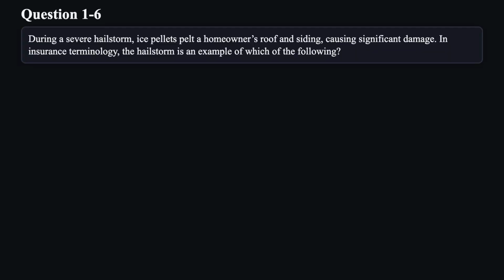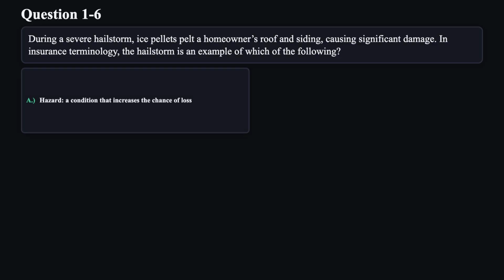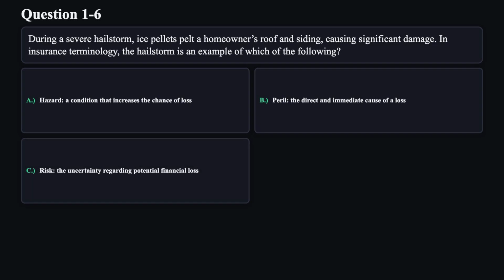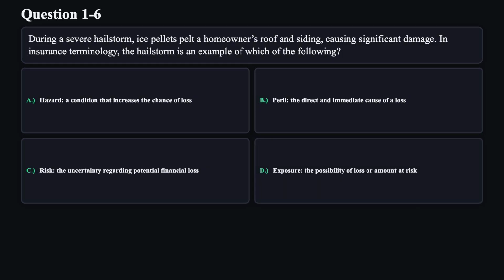Question 6. During a severe hailstorm, ice pellets pelt a homeowner's roof and siding, causing significant damage. In insurance terminology, the hailstorm is an example of which of the following? A. Hazard, a condition that increases the chance of loss. B. Peril, the direct and immediate cause of a loss. C. Risk, the uncertainty regarding potential financial loss. D. Exposure, the possibility of loss or amount at risk.